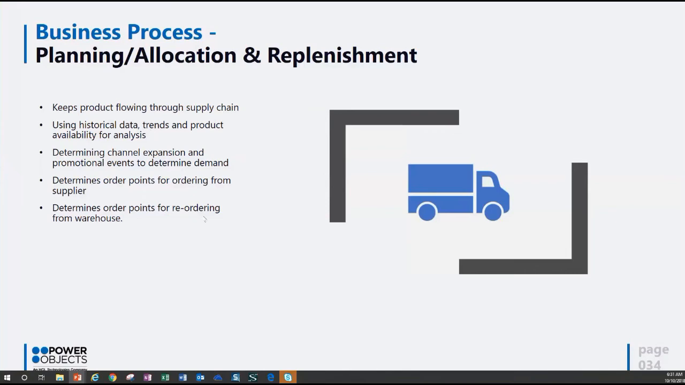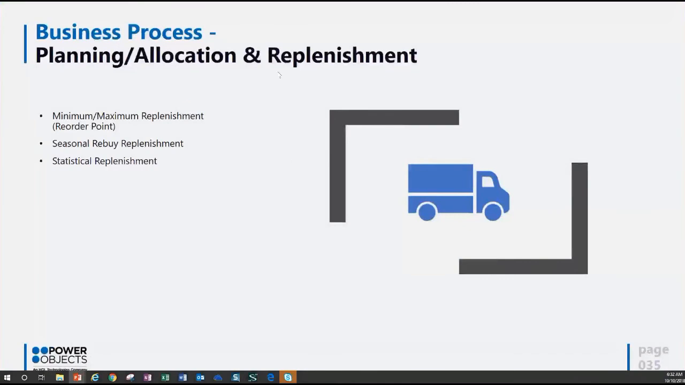Determine order points for reordering from the warehouse, and again this is related to the store level in order to make sure that we have min-maxes, for example, at our store level, and once we reach a minimum level for that product as we sell through, it'll automatically create an order for replenishment from the warehouse to that store location.